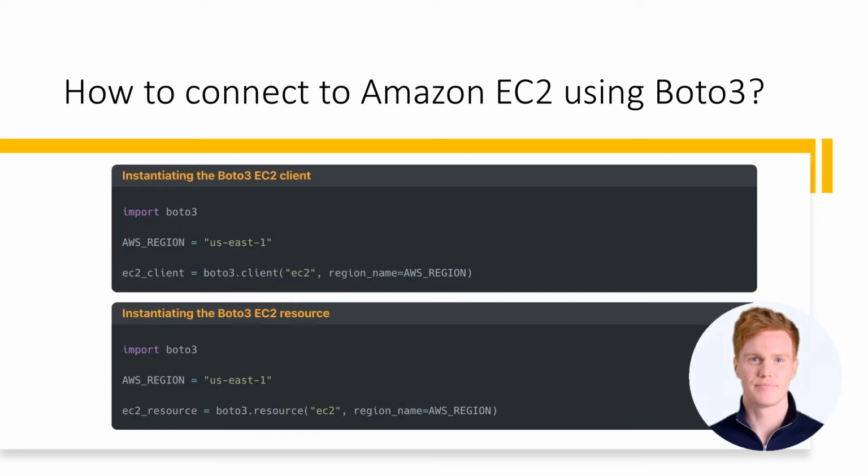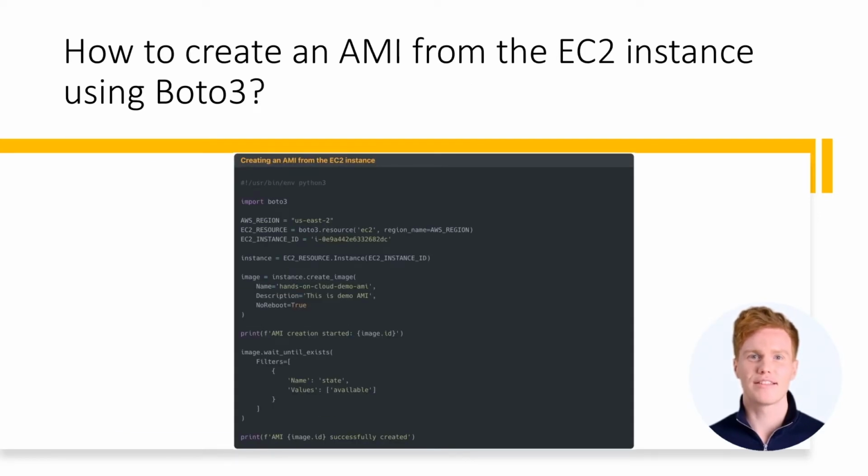As soon as we instantiate the EC2 client or resource, we move forward and do operations with AMIs using AWS APIs. The first thing we'll show today is how you can create an AMI from the already existing EC2 instance using Boto3. To achieve this goal, you need to use the createImage method from the instance class of the EC2 resource where you specify the AMI name, description, and optionally a requirement to reboot the instance.